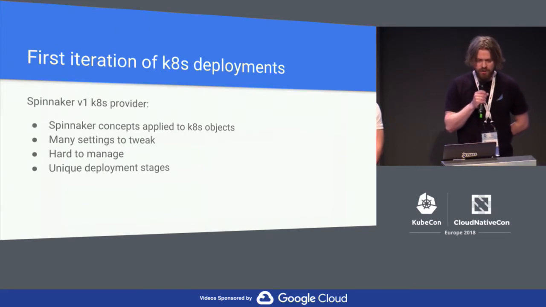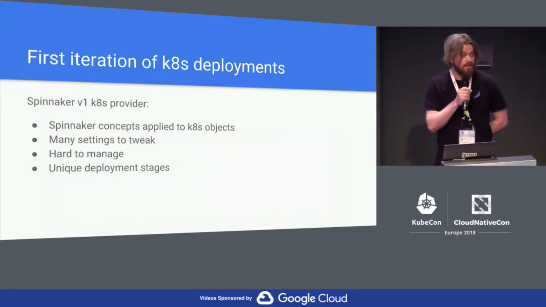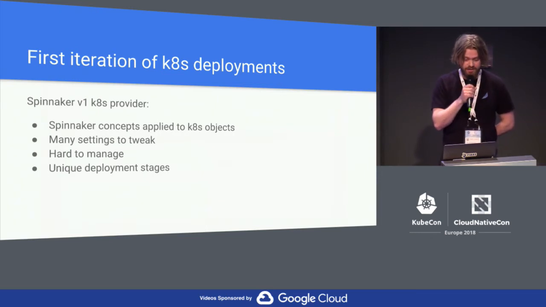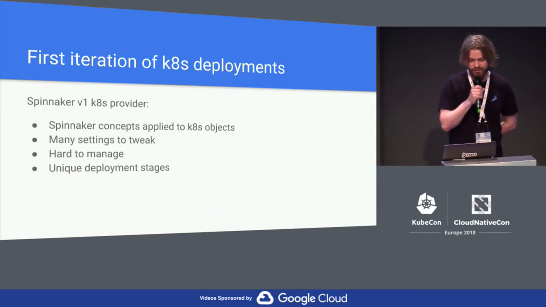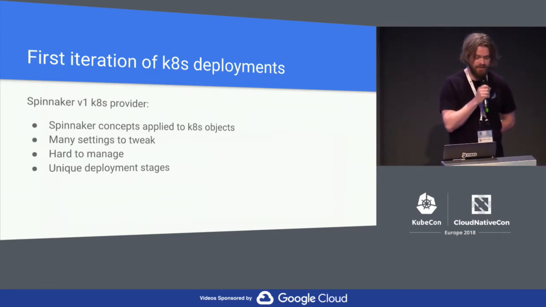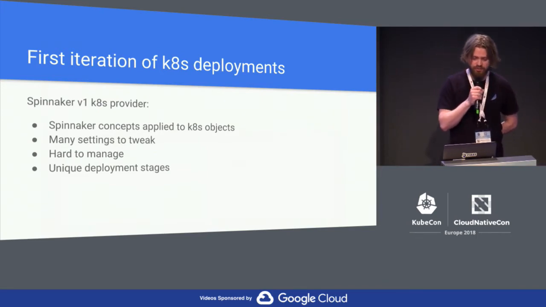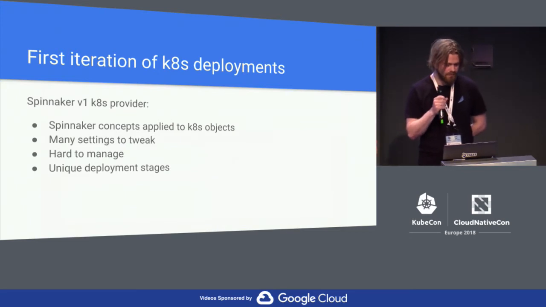So we started off deploying into Kubernetes for real maybe 1 year ago. And we were using the first Spinnaker integration against Kubernetes, and we were very early adopters. And to us, it turned out to be very hard to manage. There's so many settings to tweak in this integration. This results in many unique pipelines and Kubernetes footprints.